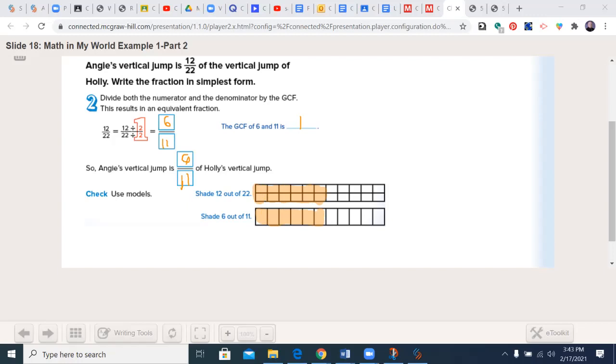Go ahead and take care of this. You should pause the video if you need to write anything further in. Otherwise, we're going to try the top of page 564. So I'm going to go ahead and clear the drawings.